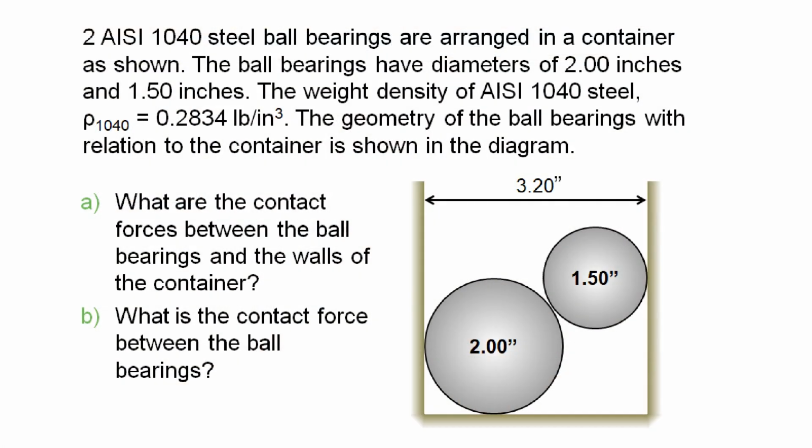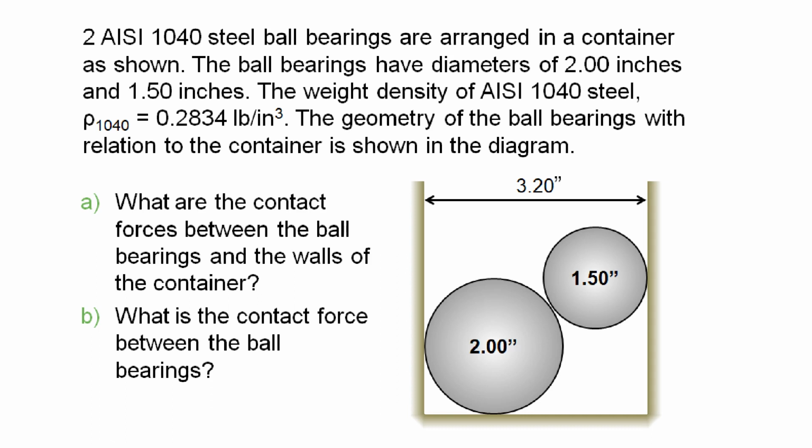Two AISI 1040 steel ball bearings are arranged in a container as shown. AISI stands for the American Iron and Steel Institute, a professional organization that has a lot of standards for different types of alloys of steel and iron. For instance, AISI 1040 is going to have a specific carbon content and a specific manganese content, and it's going to be a specific type of steel for the desired characteristics of that steel.